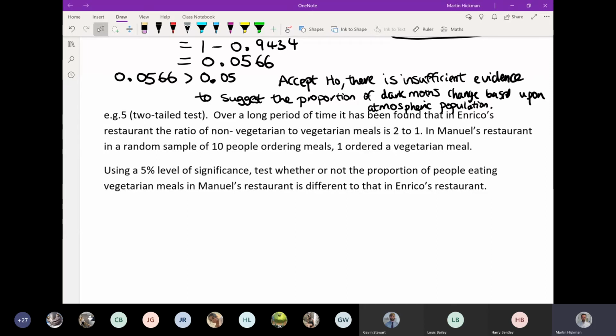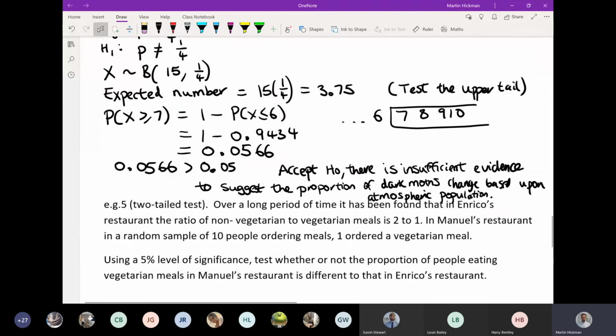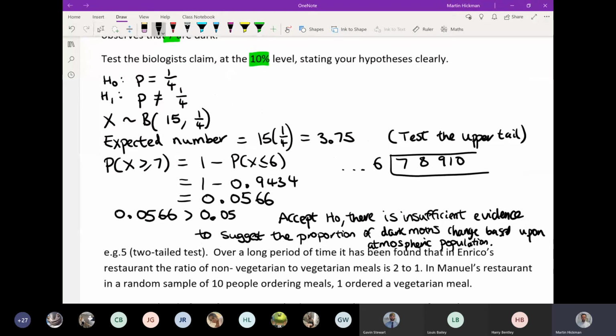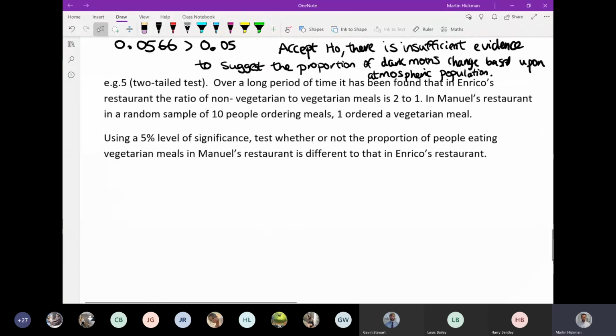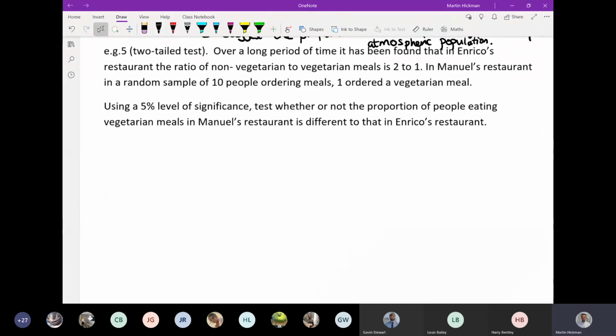One thing I just want to point out in the last question, just in case it didn't make it clear, is it was a 10% level of significance. When I was testing it, I had to halve that, remember, because it's a two-tailed test. Just want to make that clear, where that 5% came from. It's because I have to halve the significance level in a two-tailed test. Right, back to this question then.